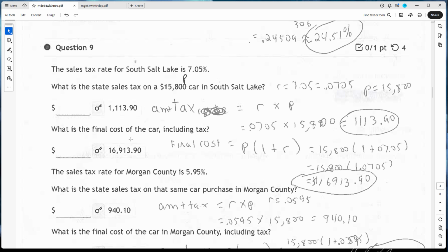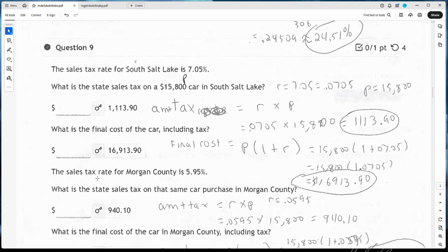So what is the total cost? The final cost is going to be the principal times 1 plus R. That's going to give me the car and automatically add the tax into it. So P is 15,800 and R is 0.0705. I multiply together and get $16,913.90 for that one.